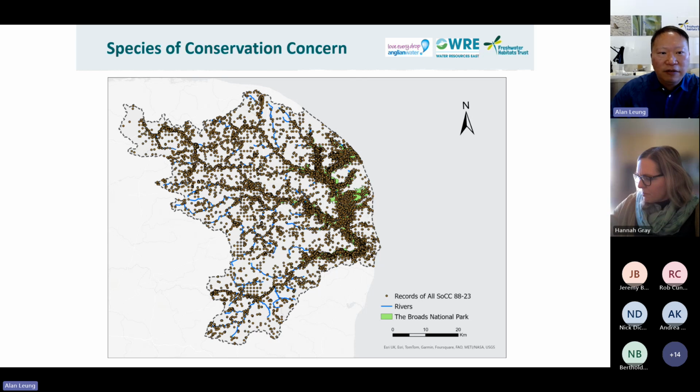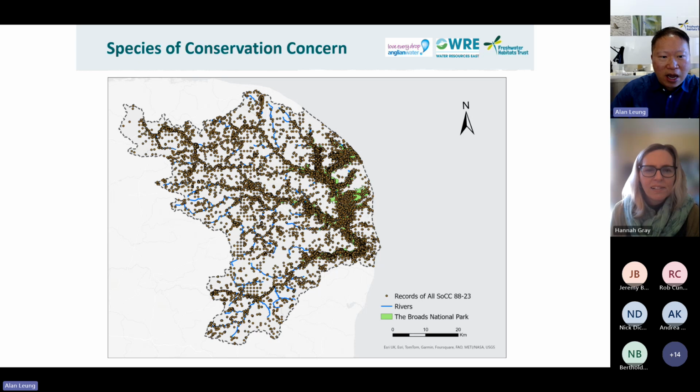This map gives us an overview of where those species of conservation concern are located. As you can see, there are quite a lot of species located around the Broads area. For example, the Broads National Park has quite a high concentration of species of conservation concern. We can also find many species along rivers.